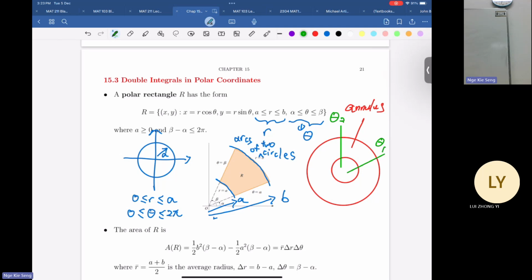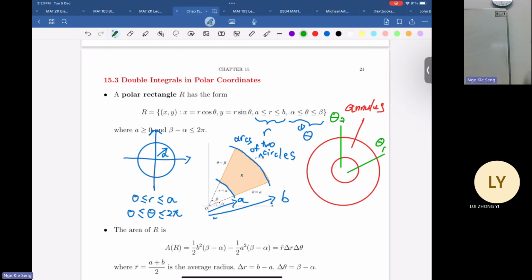0 to 2 pi. But where do I start? I start with the positive x-axis. Okay, 0, then go around to 2 pi. So 0 to pi is where? From the positive x-axis to the negative x-axis. 0 to pi, for example, is half of it. Make sense?